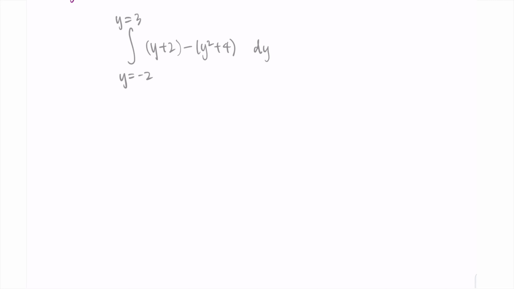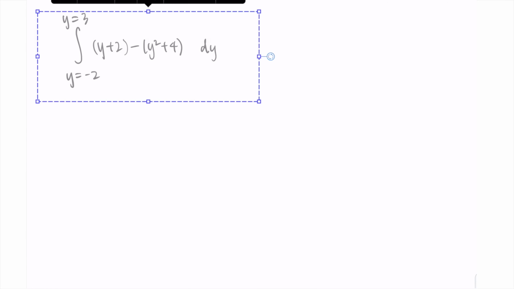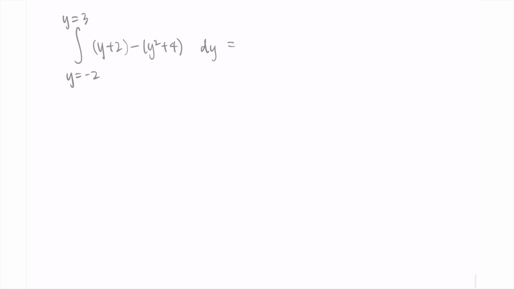Okay, so let's go ahead and solve this integral. So I'm going to try to simplify it a little bit just to combine terms. So I have y plus 2, and then I have a minus y squared, and then a minus 4 if I'm distributing that negative or the subtraction.